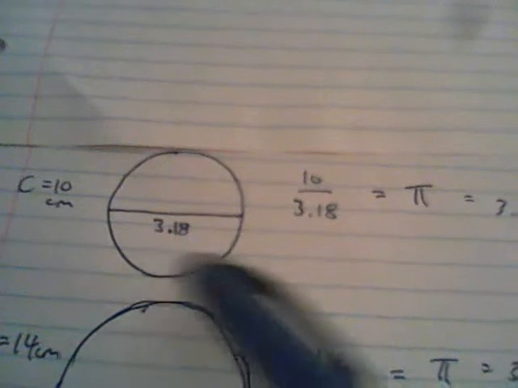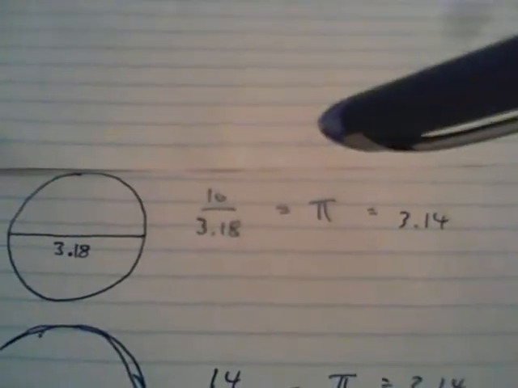Let's say you get a 10 centimeter piece of string and you make the 10 centimeter piece of string into a perfect circle, and then when you measure across, you'll find this is about 3.18. Again, if you divide the circumference by the diameter, you get about 3.14 again.